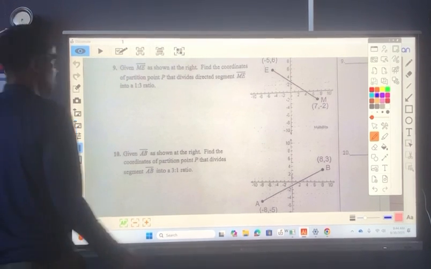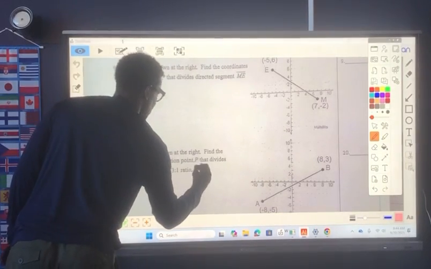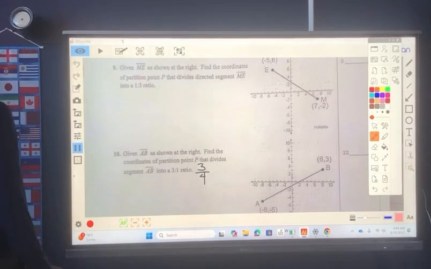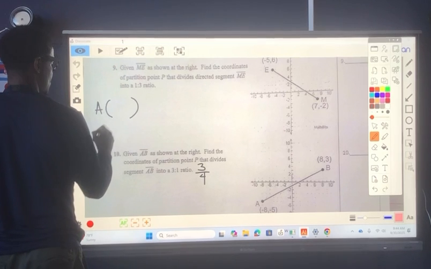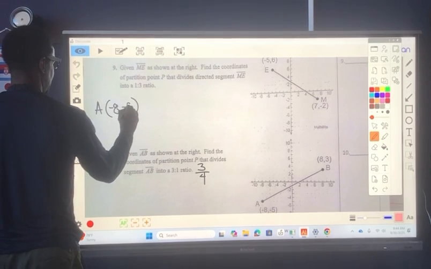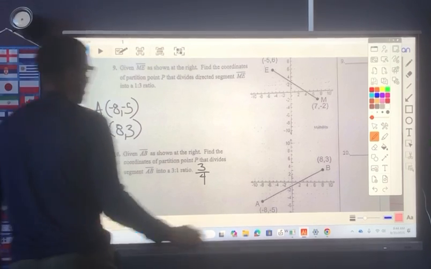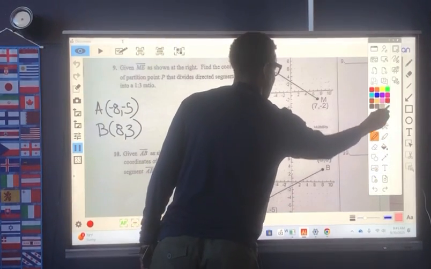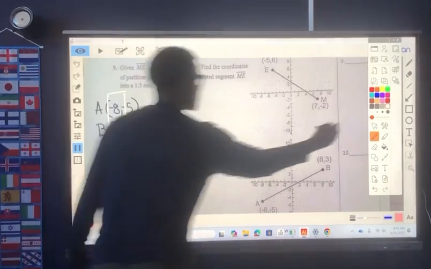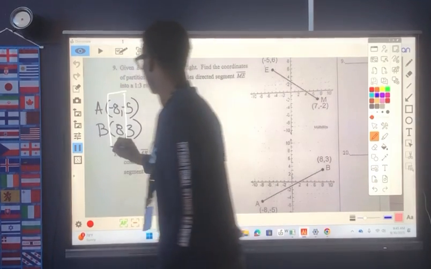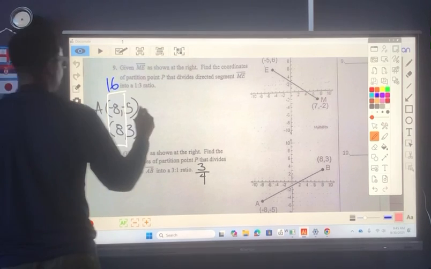First off, what's the ratio? 3/4 is the ratio. Good. We clearly going A to B. What's the coordinates of A? Negative 8, -5. All right. B is 8 and 3. What's my distance from the X values? 16. So we're not going to all 16, we're only going 3/4 of it.